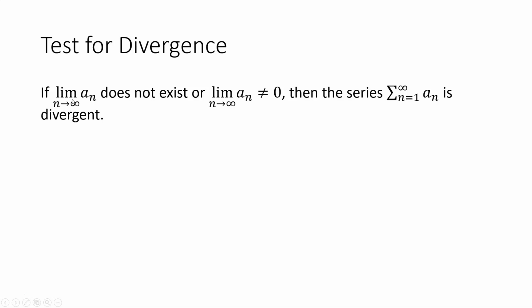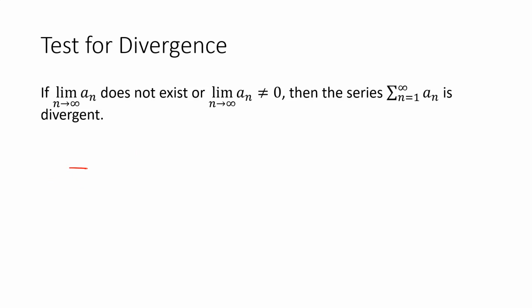So if the limit as n goes to infinity of an doesn't exist, or the limit as n goes to infinity of an is anything other than 0, then the series must be divergent. And this is basically just another way of saying the previous theorem. It's using an equivalent way of stating that theorem, just in a different way. This is called the contrapositive of that statement. So this is important. So if I noticed any series where the terms don't go to 0, then right away I could say that that series is divergent.